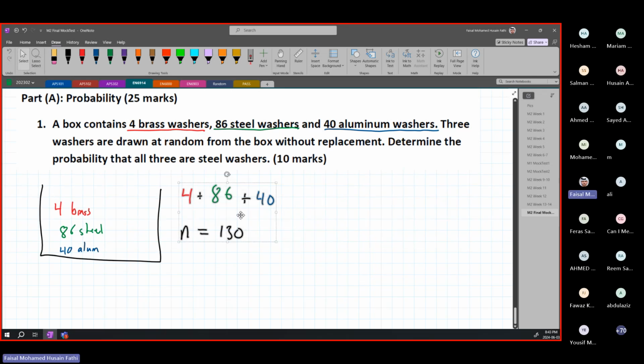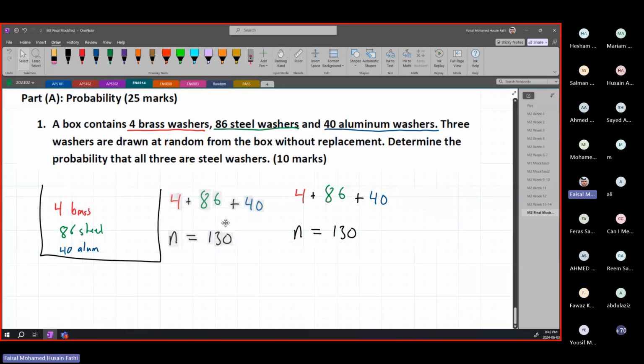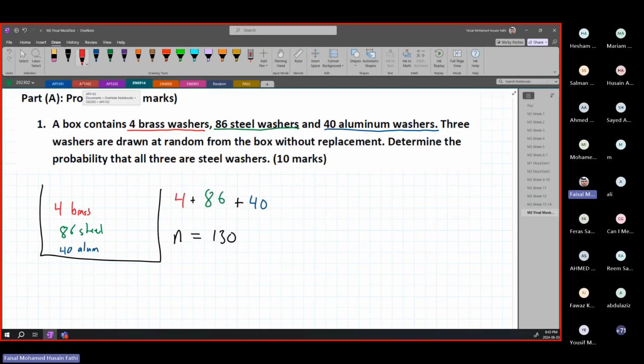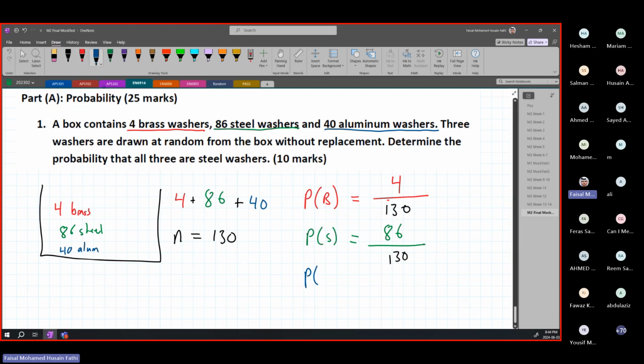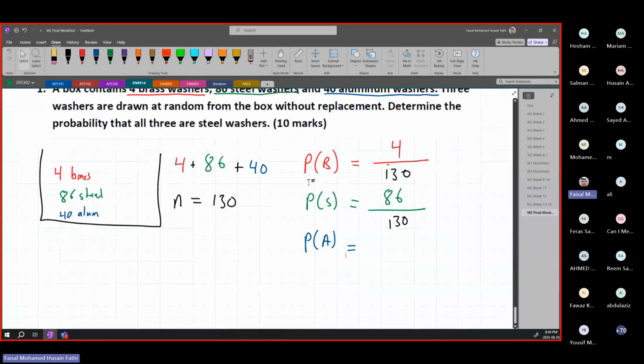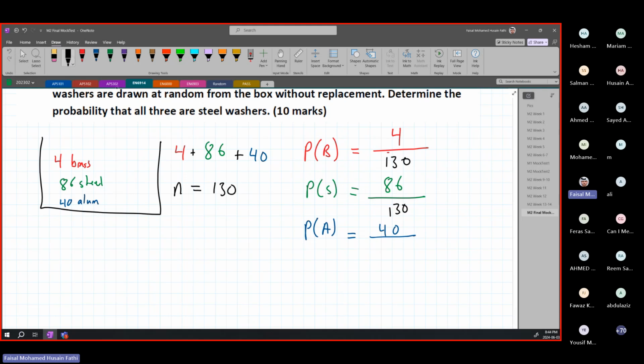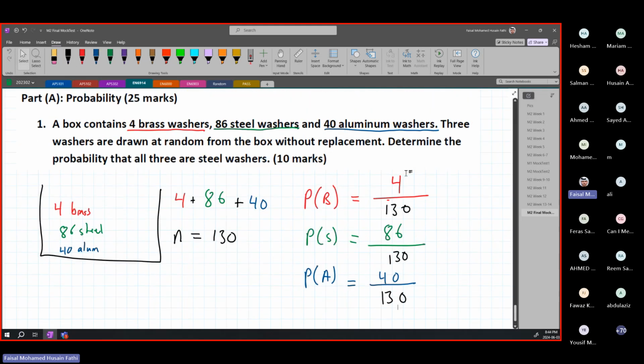Now, we know how to find our total washers. We can also find the probability of each type of washer. The probability of taking one brass washer, B, is 4, the number of brass washers we have inside, divided by our total 130. So this is our first probability. Our second one is for steel. The probability of steel is 86 over 130, because we have 86 washers. And the last probability is of aluminium. It is 40 over 130.